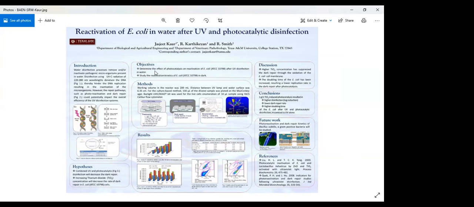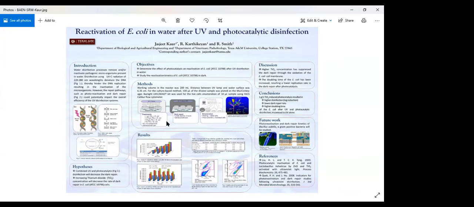What are the objectives? To determine the effect of photocatalysis on reactivation of E. coli after UV disinfection in water and study the reactivation kinetics. As we already know about the process of deactivation, we are trying to check whether they get reactivated or not. The methods have been shown pictorially.